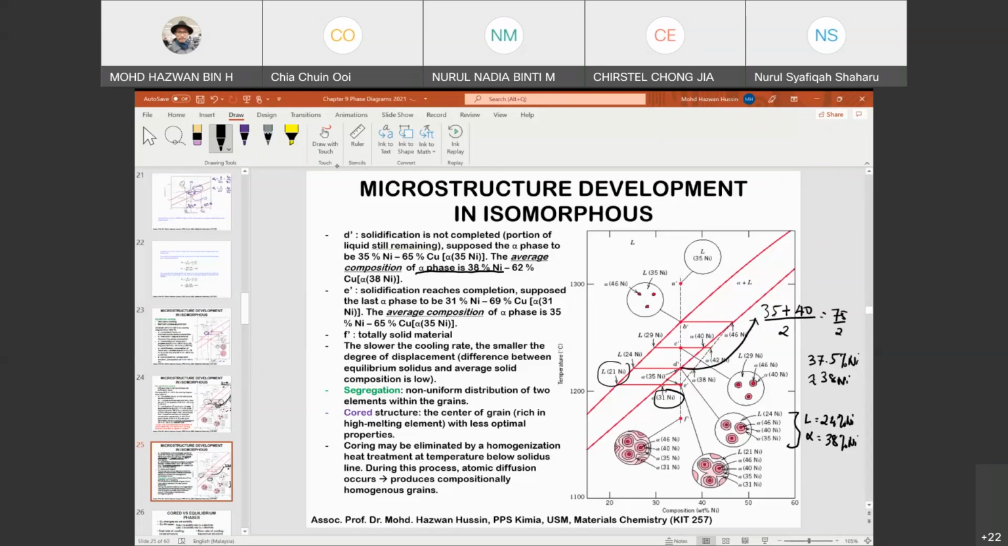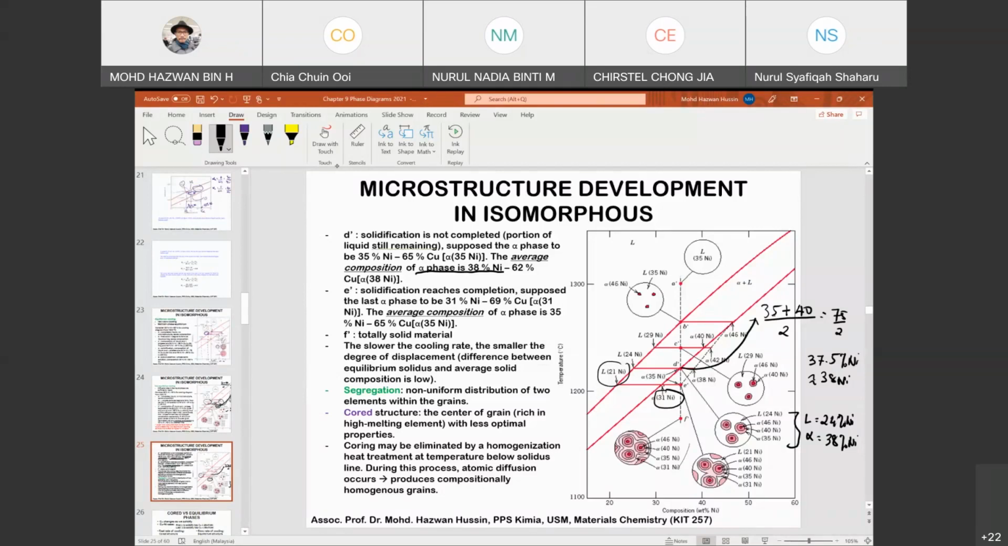And finally, for F prime, it would be a totally solid material. Okay, unlike equilibrium cooling, it will form polycrystalline. But for F prime, it will form like this size, like a cored microstructure. You will see the core grains 46, first layer 40, second layer 35, third layer 31. And this is actually upon completion, right?